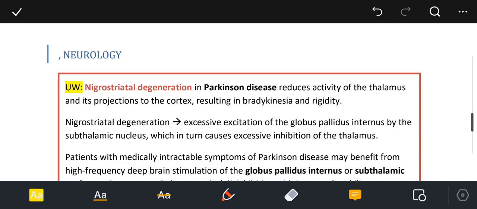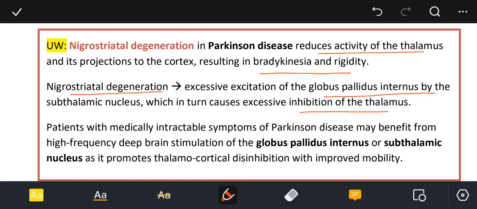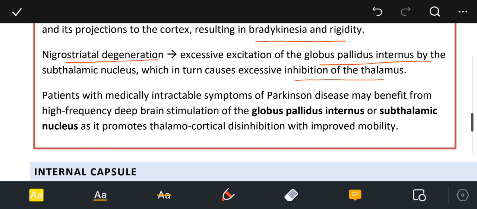The next point is about the nigrostriatal degeneration in Parkinson's disease. It reduces the activity of the thalamus and its projection to the cortex, resulting in bradykinesia and rigidity. Nigrostriatal degeneration causes excessive excitation of the globus pallidus internus by the subthalamic nucleus, which in turn causes excessive inhibition of the thalamus. Patients with medically intractable symptoms of Parkinson's disease may benefit from high frequency deep brain stimulation of the globus pallidus internus or subthalamic nucleus, as it promotes thalamocortical disinhibition and improved mobility.